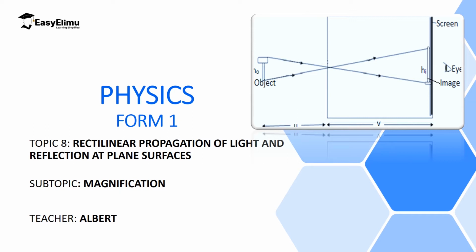Now in this lesson, we are going to discuss how large the image will be than the object, or how small the image which will be formed on the screen will be than the object, in what we call magnification.